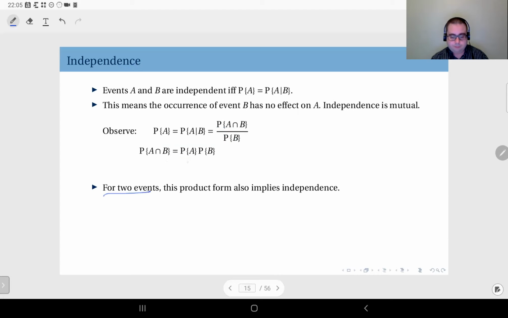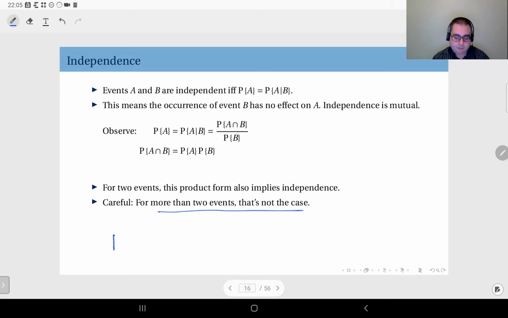For two events, this equality also implies independence. Now, see, we didn't define independence from this. This is a consequence of independence. But if you are considering only two events, this also implies independence. So if this is satisfied, you can safely say that events A and B are independent, which means, well, this is the definition. This will hold. But be careful. This is not true for more than two events, okay?